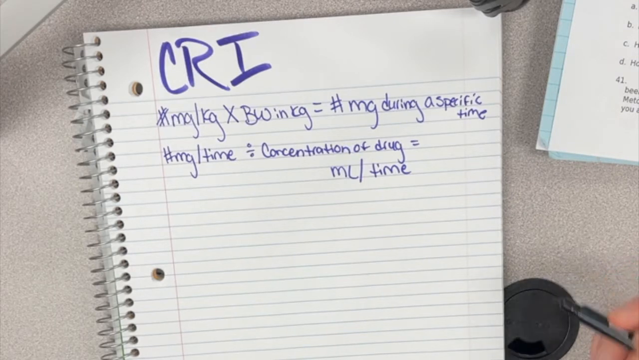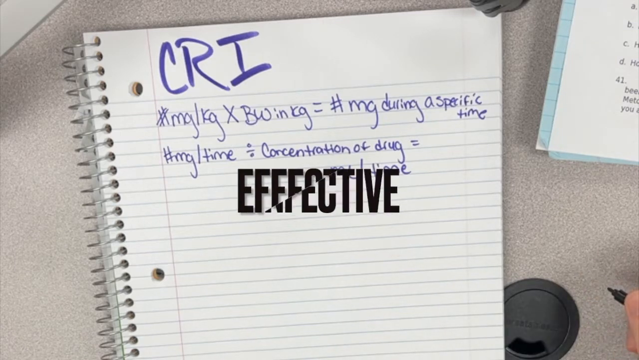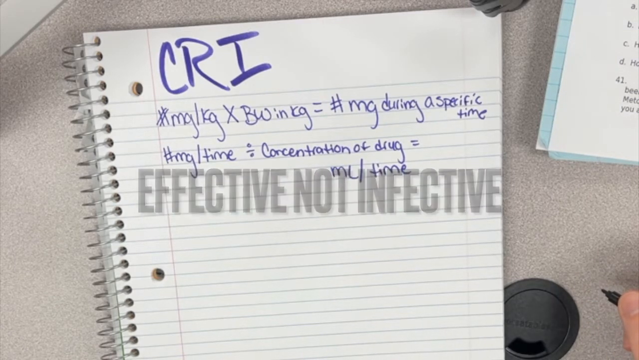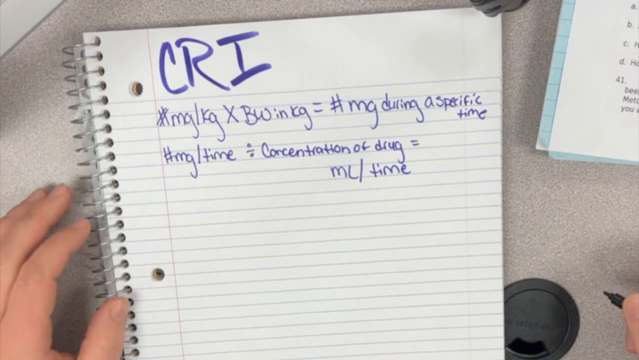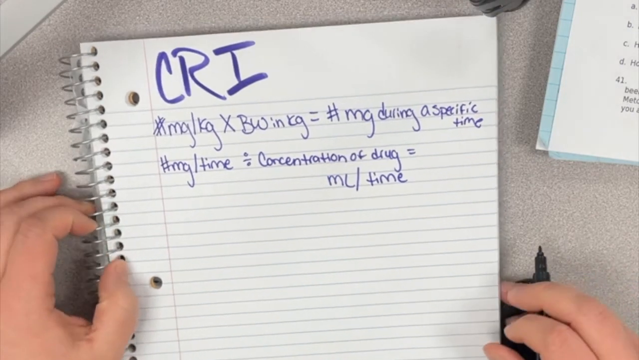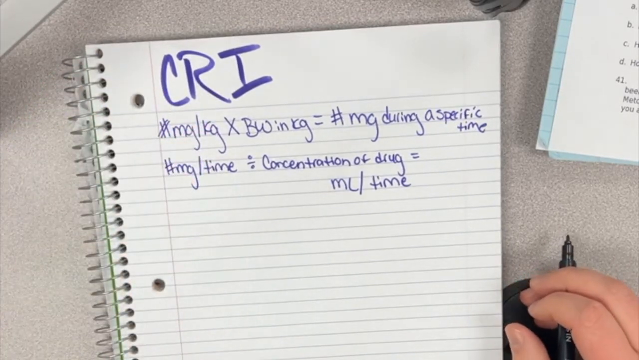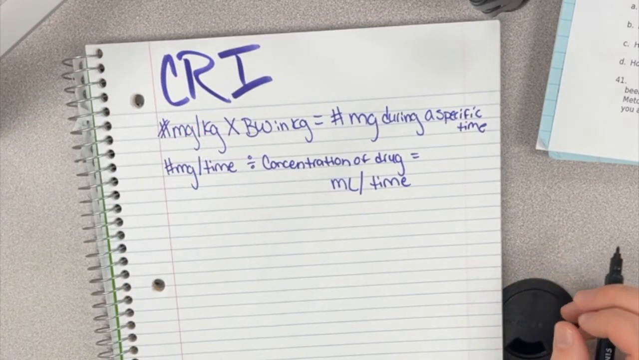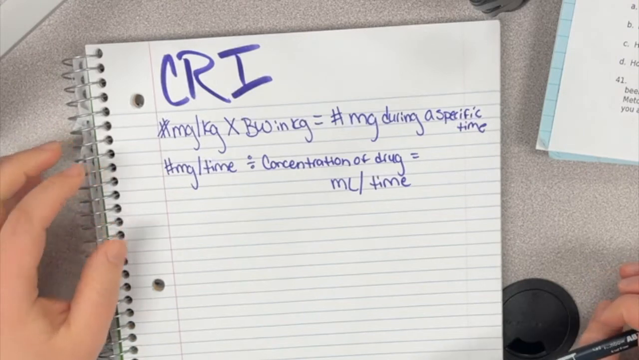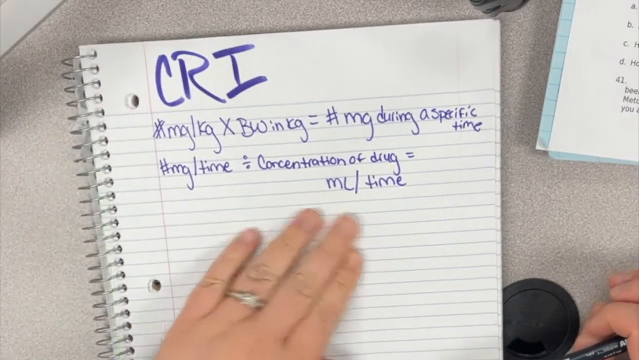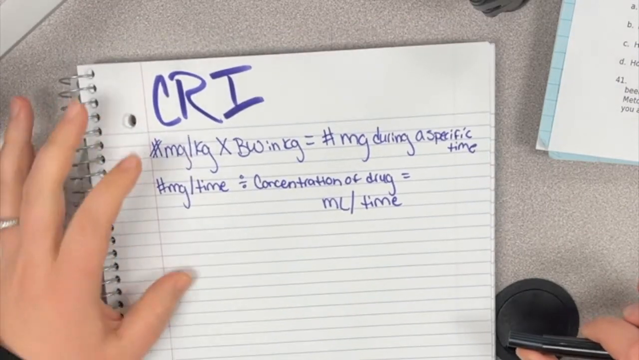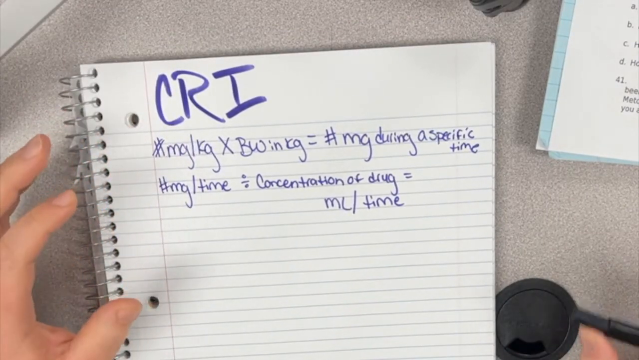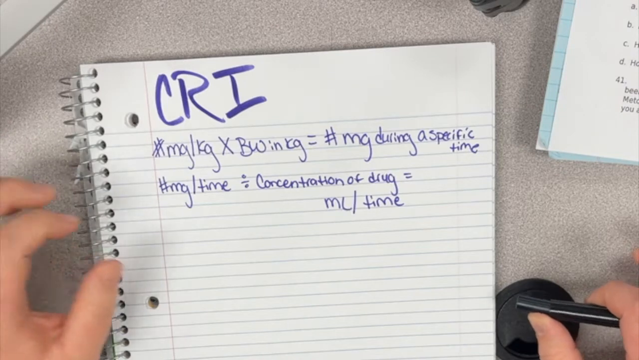These are typically drugs that have a very short half-life, so they need to be given constantly in order for them to be effective. So things like fentanyl, dopamine, metoclopramide, these are all things that we can give via CRI. A lot of times these questions may ask us to mix them into a bag of fluids, or maybe your clinic has a syringe pump, so all you have to do is this initial portion of math here.